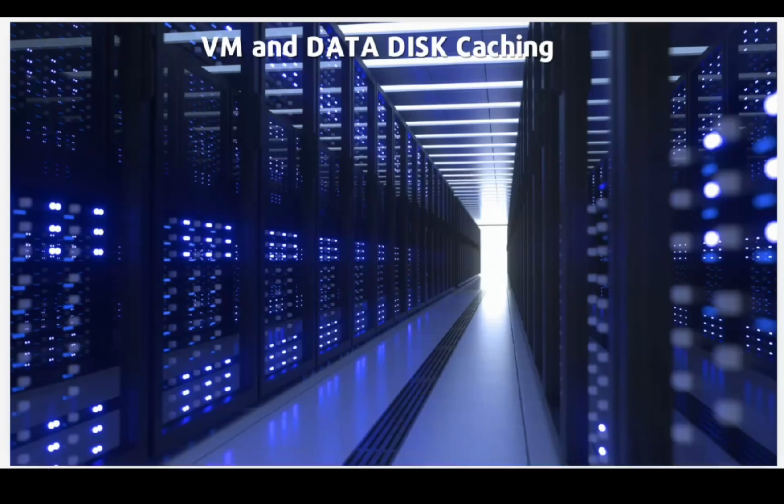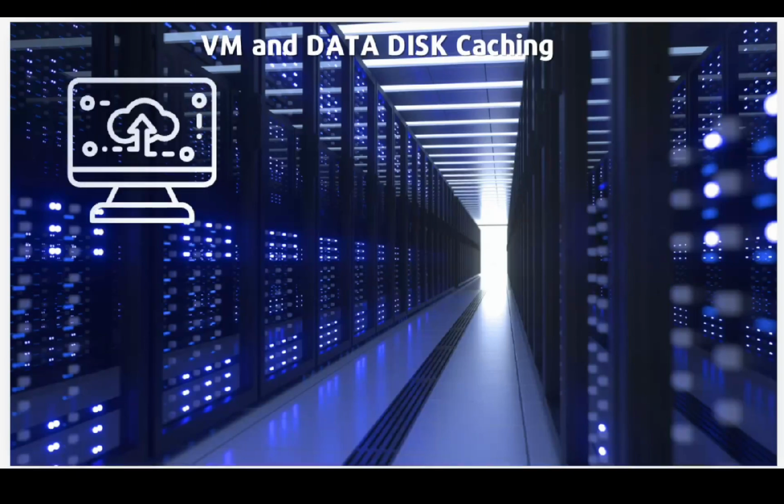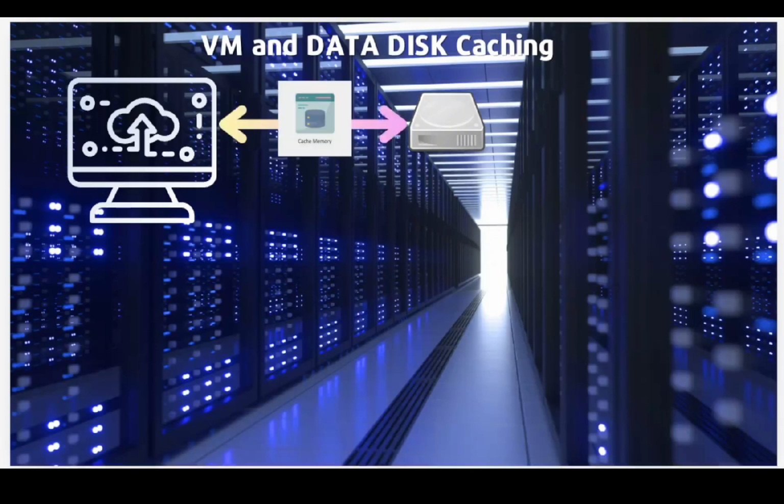VM and data disk caching. So here's the deal. Whenever you mount a disk on your virtual machine, caching is enabled by default. This is known as host caching. And why is this a big deal? Because caching gives you faster read and write performance than using normal storage. Here's how it works. When data is written on your disk, it doesn't directly go there. Instead, the data is first written on a cache storage. This cache storage is on the host where the VM is running.